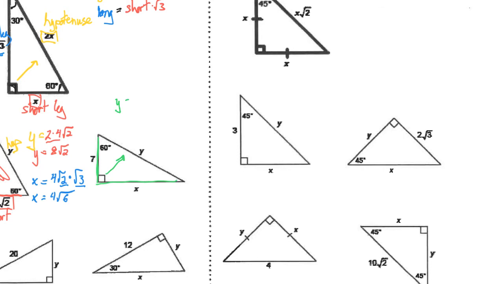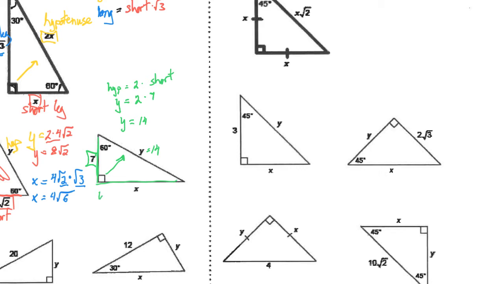So I know y, the hypotenuse, equals 2 times the short. So 2 times, what's the short leg? 7. So 2 times 7, that's pretty easy. Y is 14. Okay, so y is 14. Now I can use the other equation to find the x.